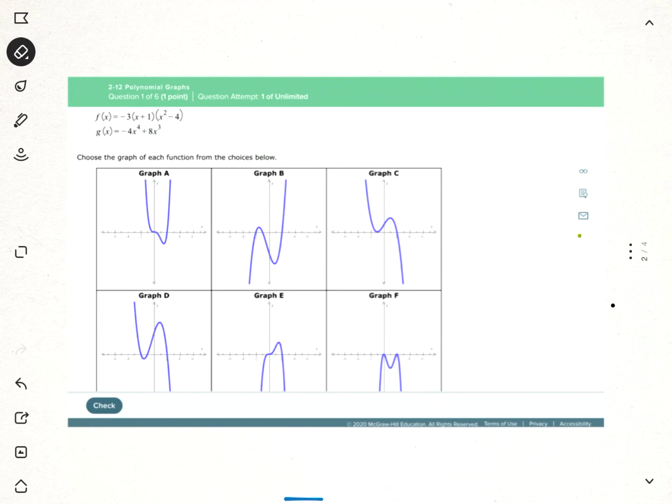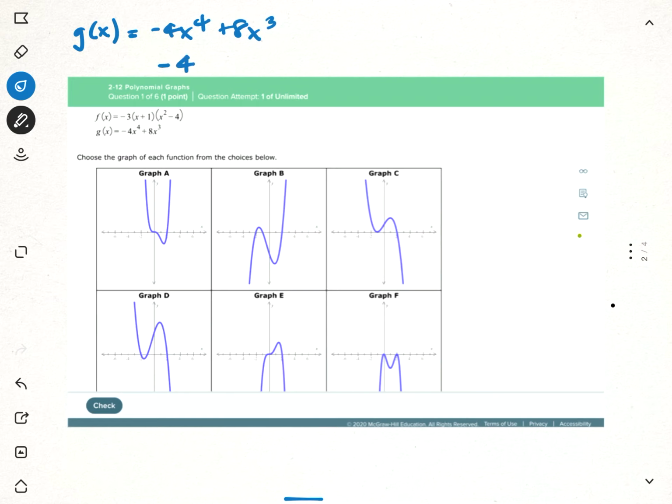Okay, so for g of x, g of x is negative 4x to the fourth plus 8x cubed. What we're going to do here is factor out what's common. We don't have a constant term here, and we only have two terms, 4x to the fourth and 8x to the third. I like to factor out the negative if we have a negative in front. Because 4 and 8 are both divisible by 4, I can divide out negative 4.